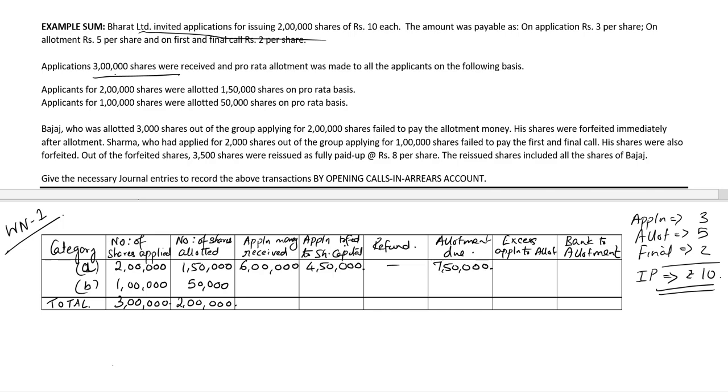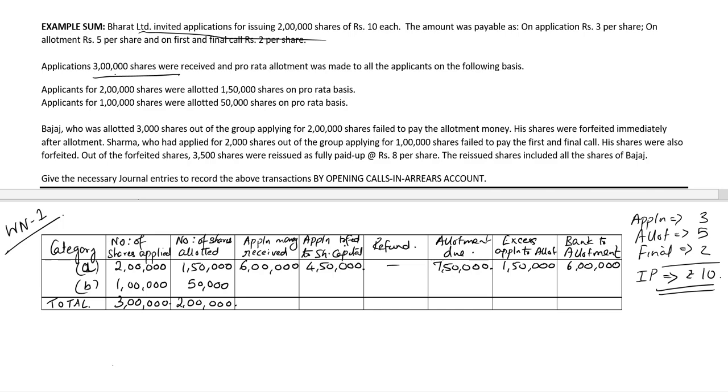The excess application which can be transferred to allotment is the difference between application money received 6 lakh rupees minus the application money which is transferred to share capital, 4,50,000 rupees. So that comes up to 1,50,000 rupees, and the bank to allotment figure is 7,50,000 rupees minus 1,50,000 rupees, which is 6 lakh rupees. We'll move on to the second category.